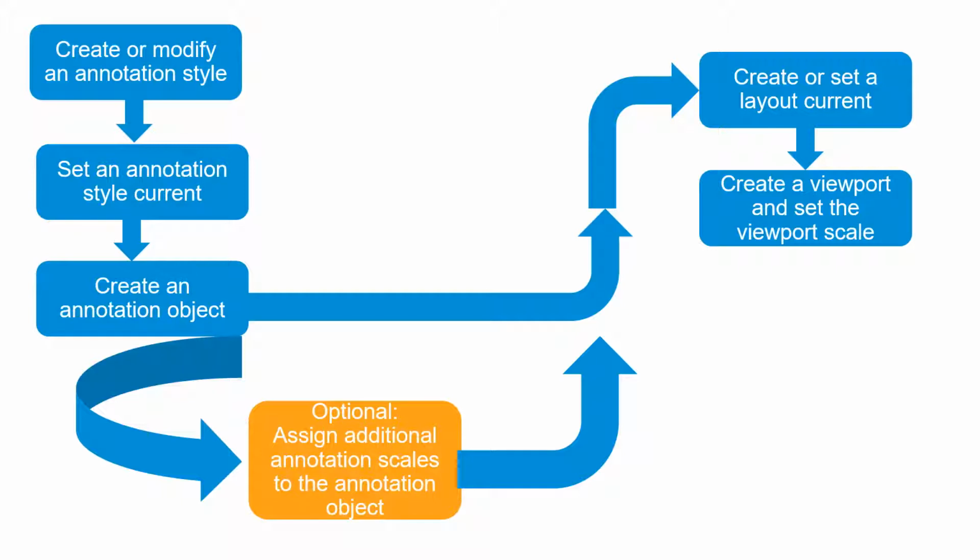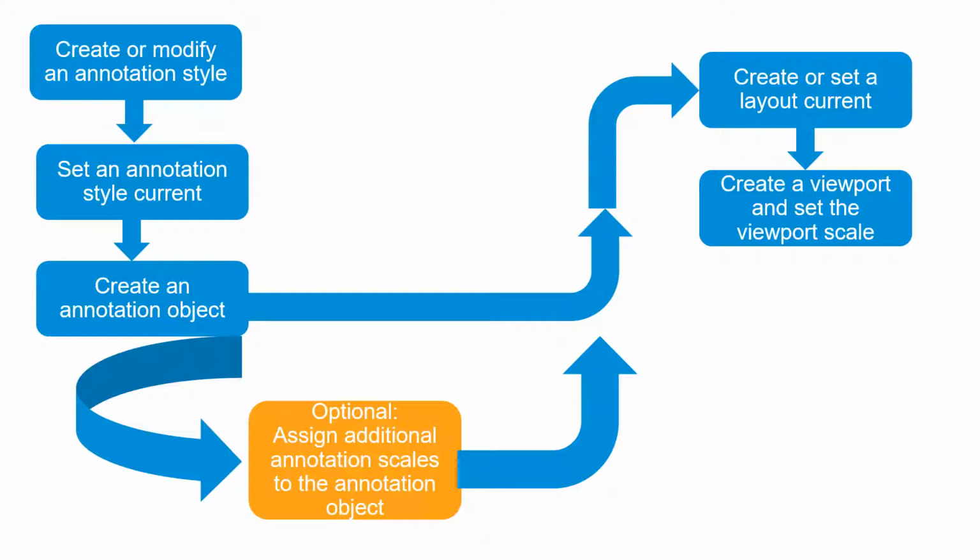The annotation scale of a viewport controls when the annotation object is displayed and at which size. If a scale is not assigned to an annotation object, but is used in a viewport, the annotation object may not be displayed. We use annotation objects to ensure that the dimension, hatch, multileader, and text objects appear the correct size, regardless of the viewport scale.